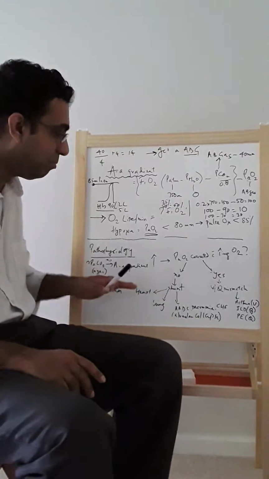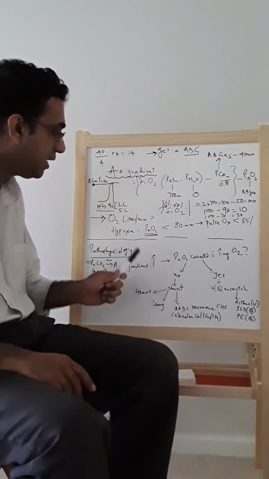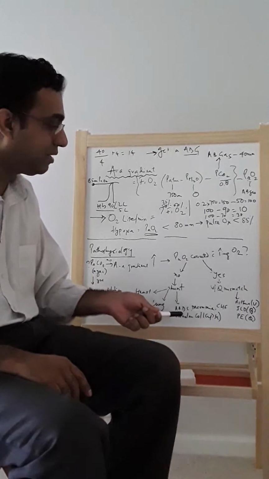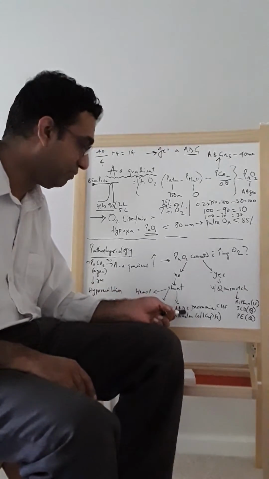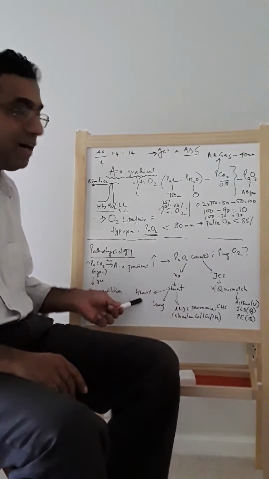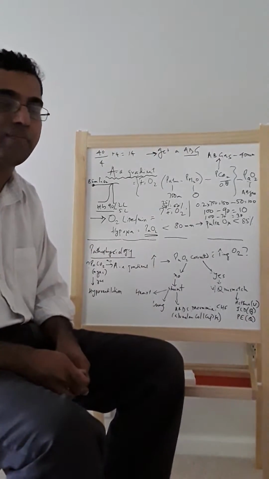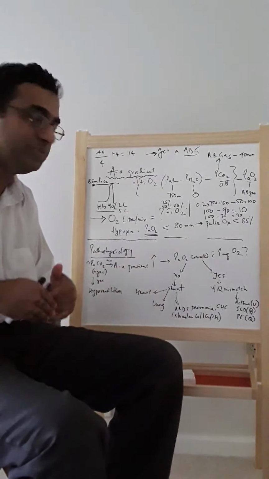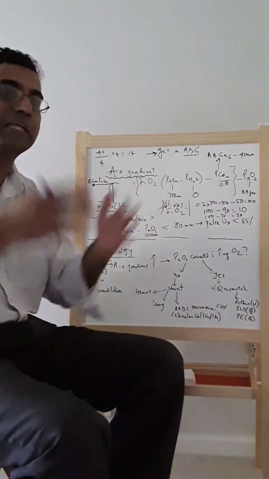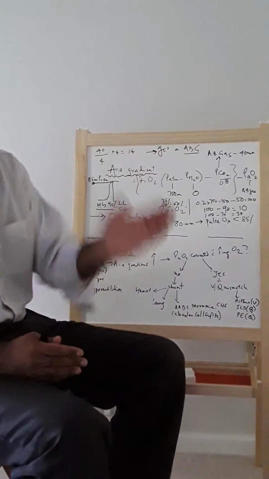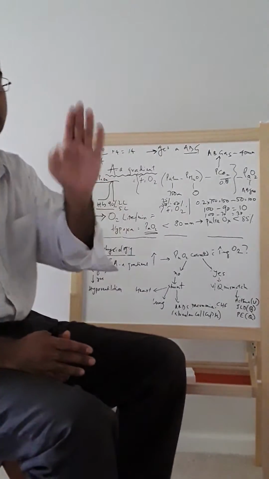The shunt can happen in multiple places. It can happen in the heart. It can happen in the lung. It can happen at the alveolo-capillary membrane itself. Okay? So in the heart, the clinical example would be, suppose you have a ventricular septal defect with Eisenmenger syndrome or something like that. So if you have Eisenmenger syndrome, then there is direct transference from the right side of the heart to the left side of the heart.